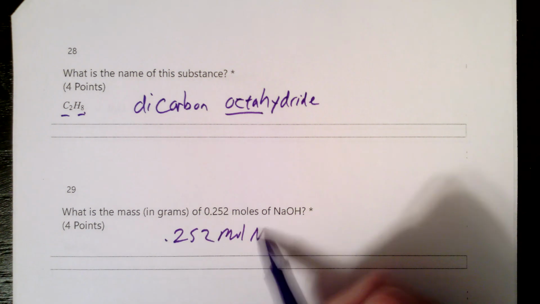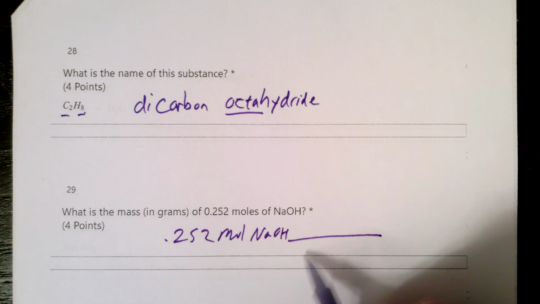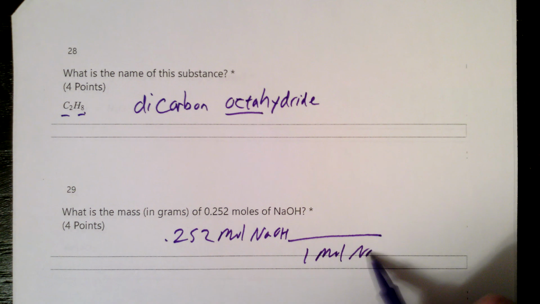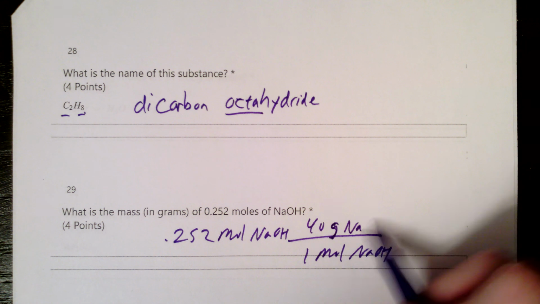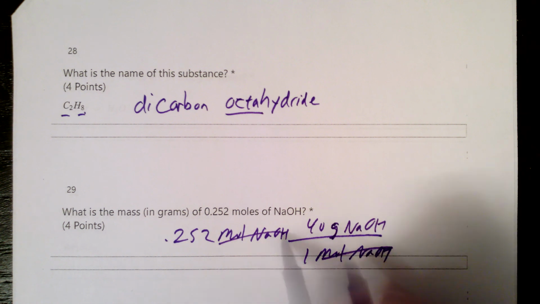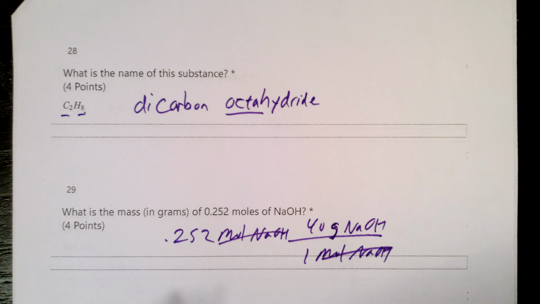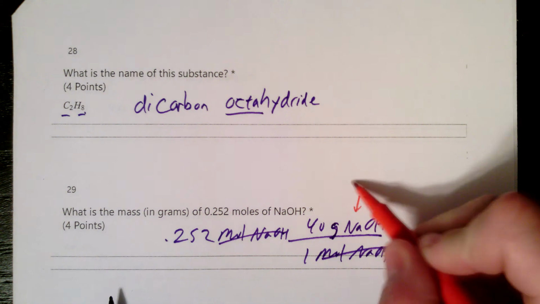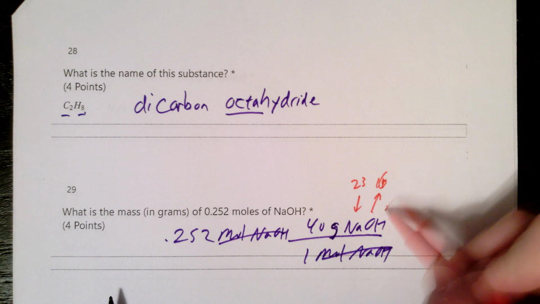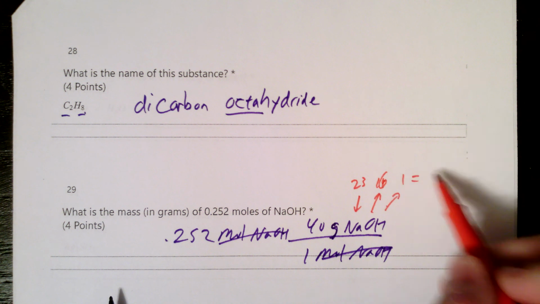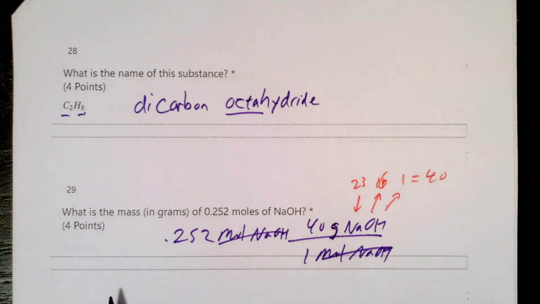0.252 moles of NaOH. 1 mole of NaOH is 40 grams of NaOH. How did I get that number? I went to the periodic table. A sodium is 23, and oxygen is 16, and hydrogen is 1. Together that adds up to 40.